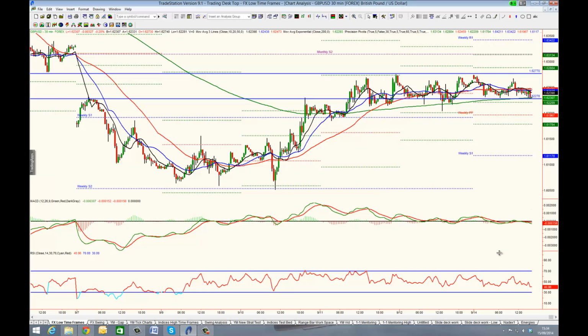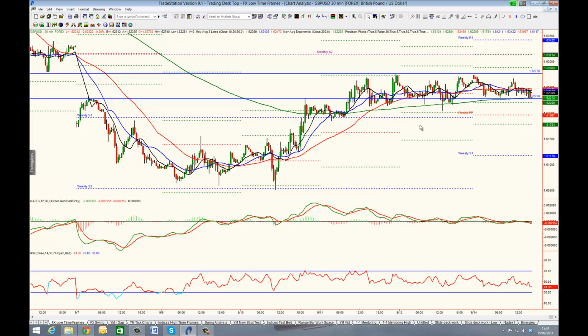We've also got some nice convergence here on the indicators to the short side. So there's a potential here for an expansion trade on a 30-minute chart, which also plays in the same direction as those higher time frame trends as well.